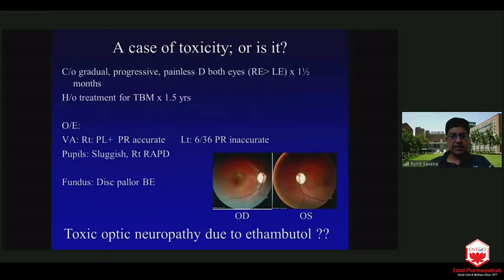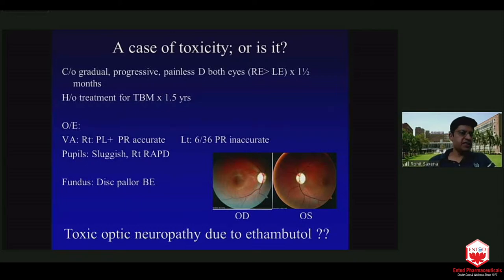And finally, this is the last case, a case of toxicity, or was it actually? A patient came to us with gradual progressive painless diminution of vision in both eyes for about 1.5 months. He was treated for TB meningitis for 1.5 years, currently having very significant visual loss, right more than left, with the right RAPD. The fundus showed disc pallor. So the clear-cut diagnosis would have been a toxic optic neuropathy due to ethambutol.